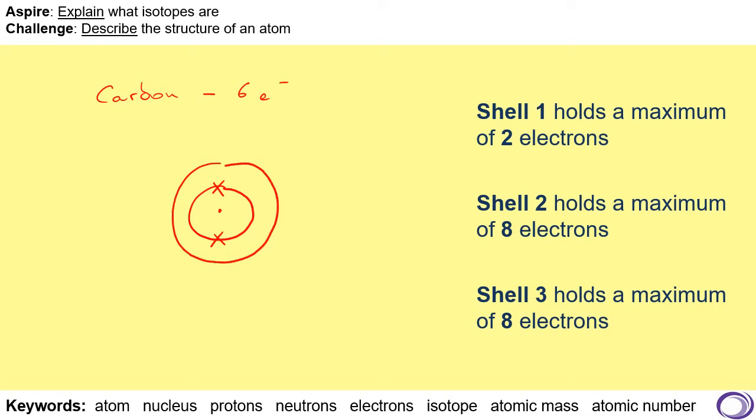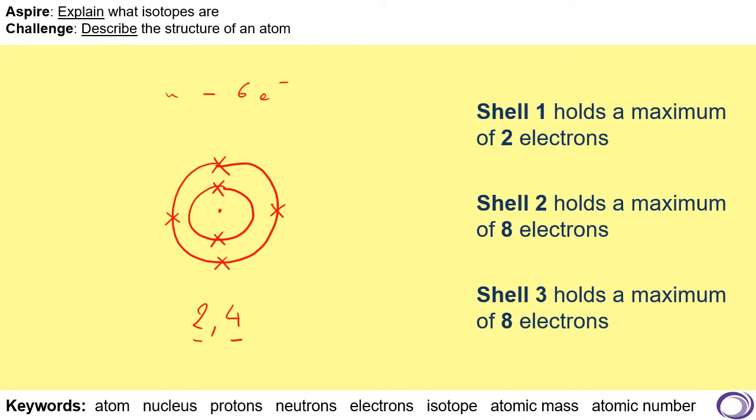So I need to draw a second shell, and this time I'm going to space my electrons out, and I tend to draw them north, east, south, west. So top, right, bottom, left, going round that shell. So there is my carbon drawn now with 6 electrons, 2 in the first shell and 4 in the second shell. And I can write this electronic configuration like this. So 2 electrons in my first shell and then 4 electrons in my second shell.